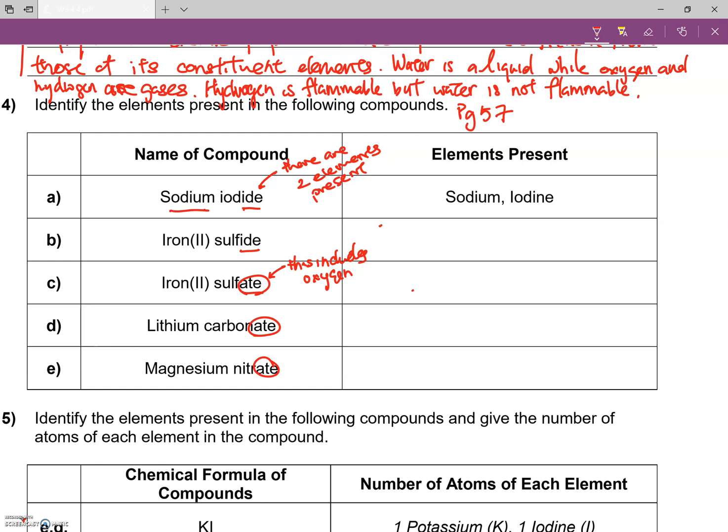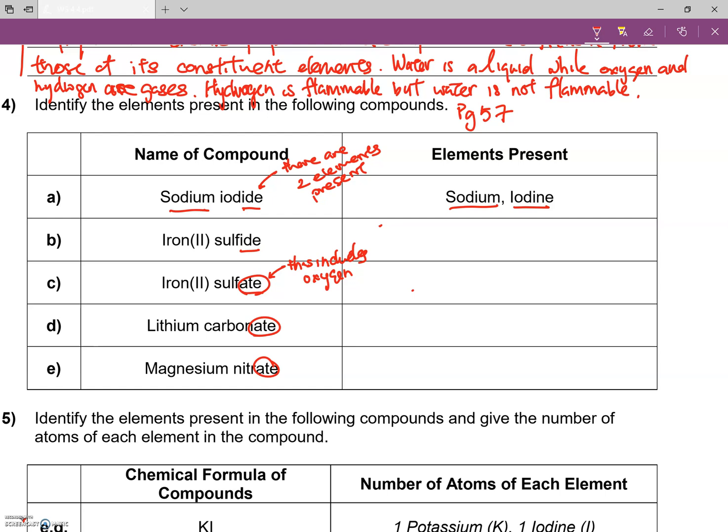So, sodium, obviously in the periodic table, you can see that the word is sodium. Now, there's no such element as an iodide. Okay, the element present is actually iodine. However, to say that sodium and iodine have combined together, the last part of the name actually changed to IDE. Okay, so that's why when sodium and iodine chemically combine together, it forms sodium iodide.